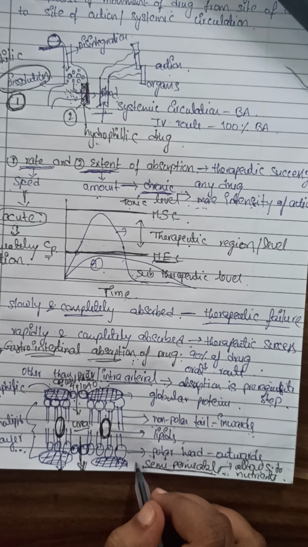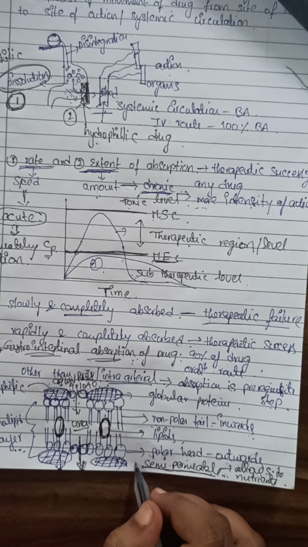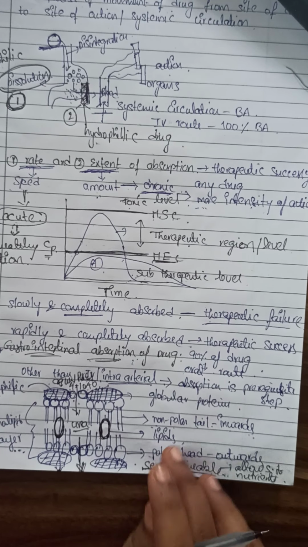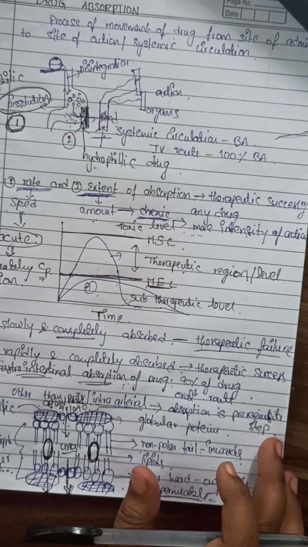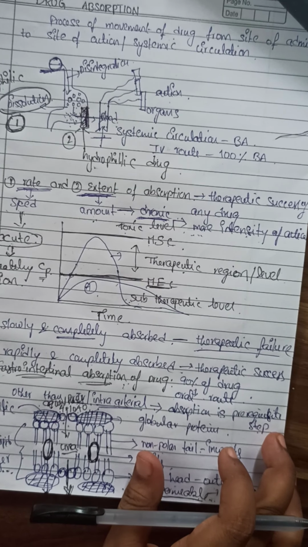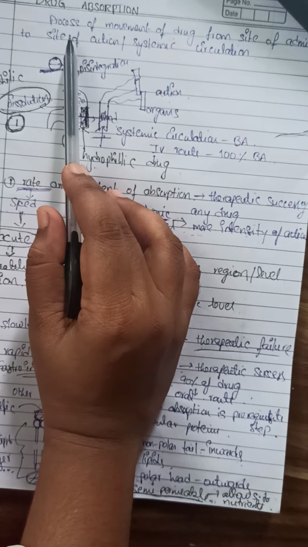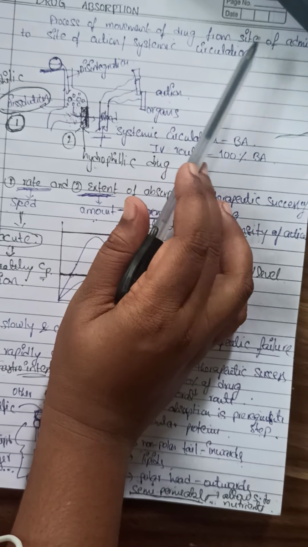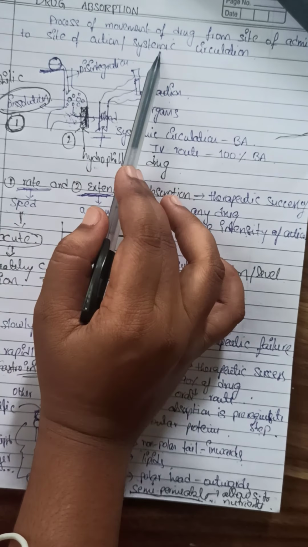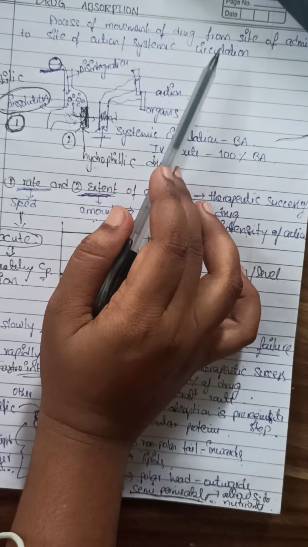The drug absorption mechanisms, or different processes of drug absorption, we will see in the next class. Today in this class we discussed the basic steps regarding absorption. The process of movement of the drug from the site of administration to the systemic circulation is known as absorption.